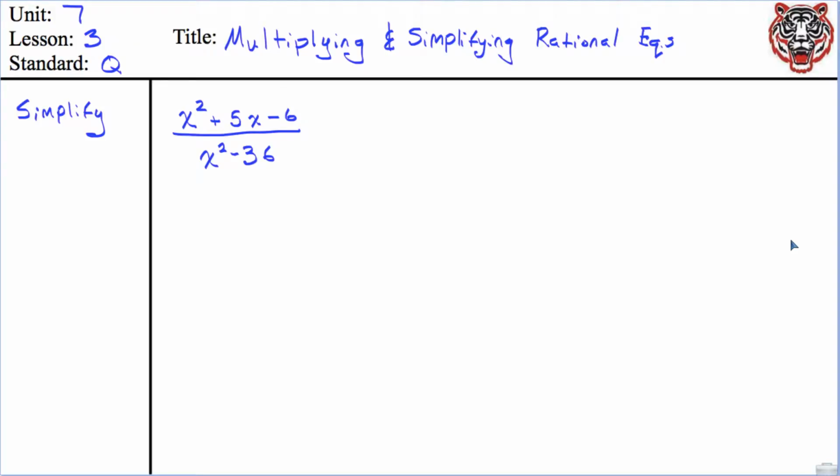Alright, this is Precalculus lesson 7-3. We're talking about multiplying and simplifying rational equations. So simplify. This word is a little bit different than when I say simplify an equation. When I have a rational function and I say simplify, that means get rid of the removable discontinuities.